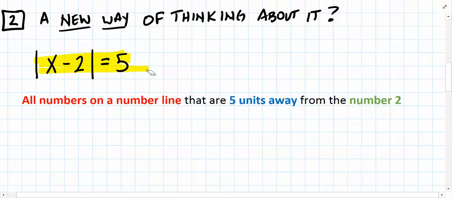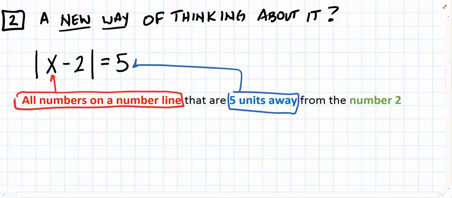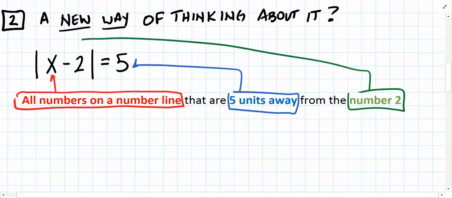I wonder if you can actually see the connection between all numbers on the number line. This part right here represents the x. 5 units away, this part right here represents the number that it's equal to. And this number right here represents the opposite of the number inside the absolute value. You may remember that when we move a graph left or right, we go the opposite inside the actual equation itself. So think about this on the number line.